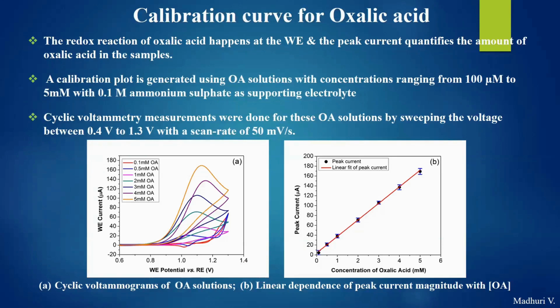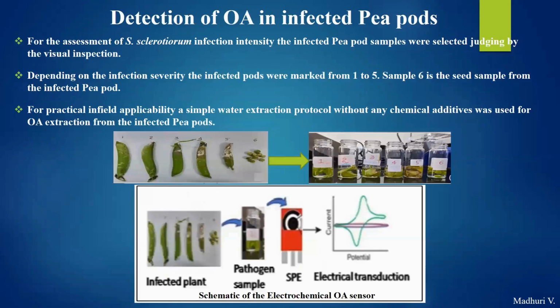First step was bringing the calibration curve for the oxalic acid to know different concentration limits for the developed sensor. The redox reaction occurs at the working electrode, and peak current quantifies the amount of oxalic acid in the sample. The calibration curve was plotted, and this was used as a standard reference for testing with the applied samples.